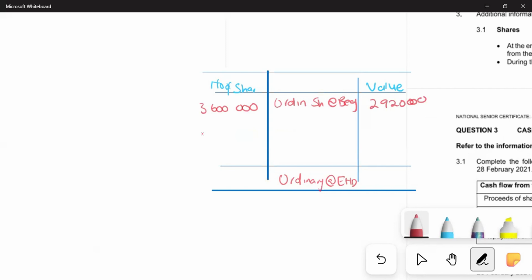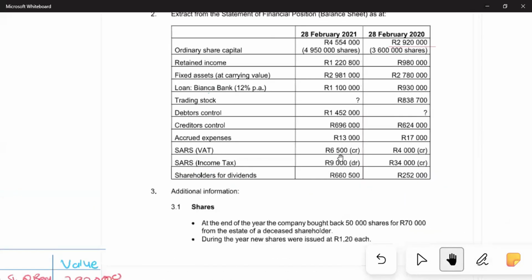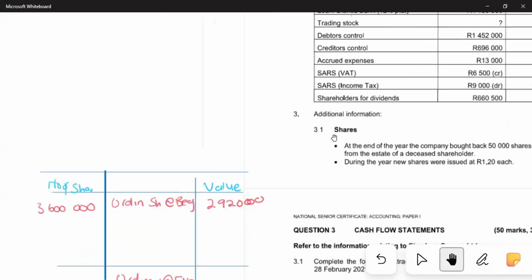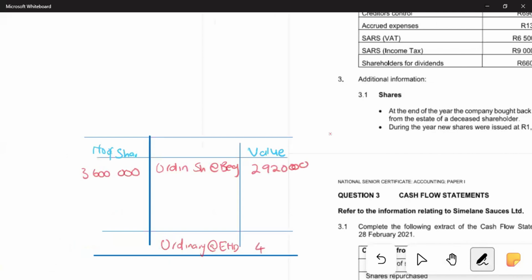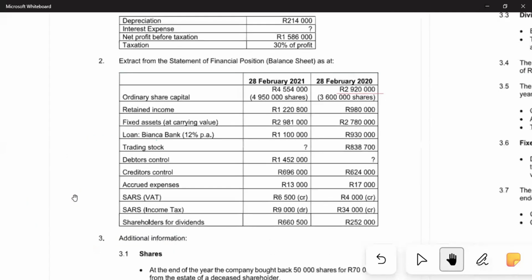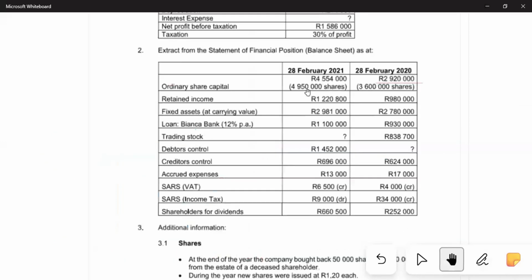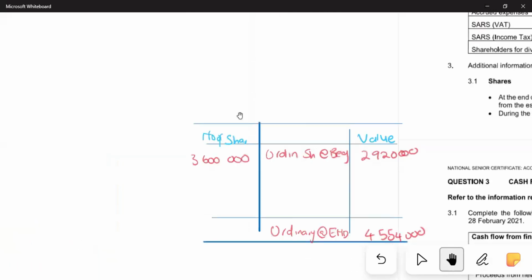Not only do they integrate your statement of cash flow with your balance sheet, but also with your ratios. There are certain values whereby in order to get them, you would need to make use of your ratios, but we're going to get to that. Now, let me look into my ordinary shares information for the end of the year. At the end, my ordinary share capital balance was 4,554,000. Let me confirm. Yes. And how many shares did I have at the end of the year? I had 4,950,000 shares at the end.